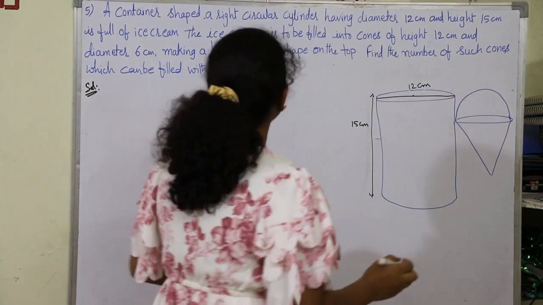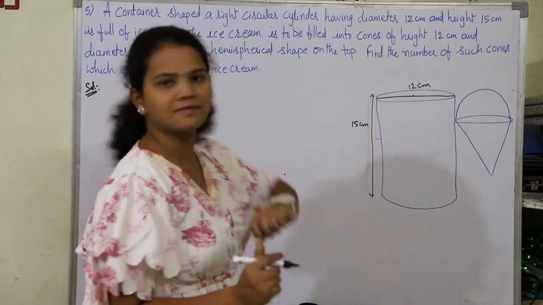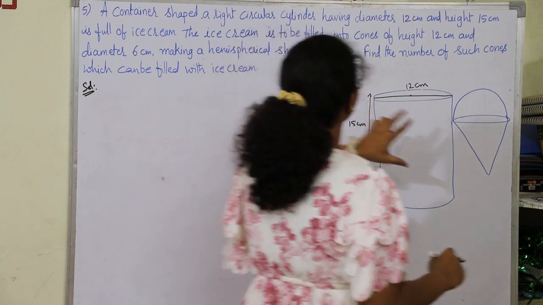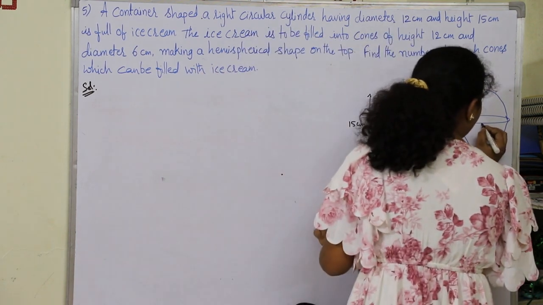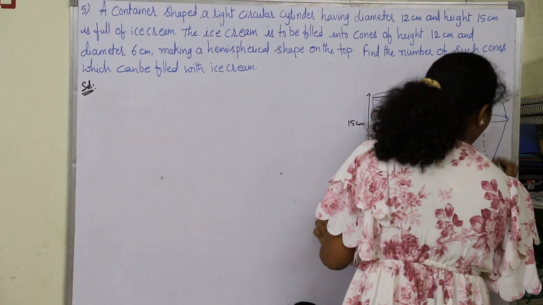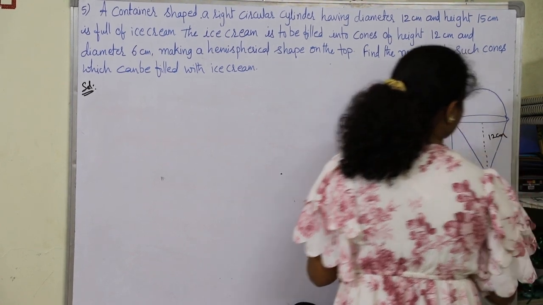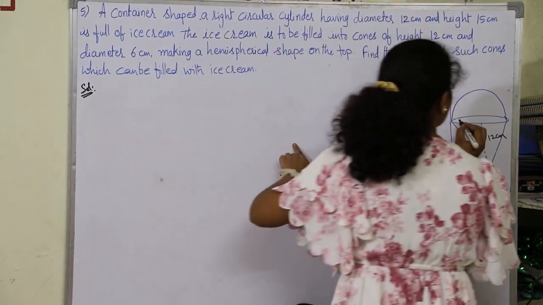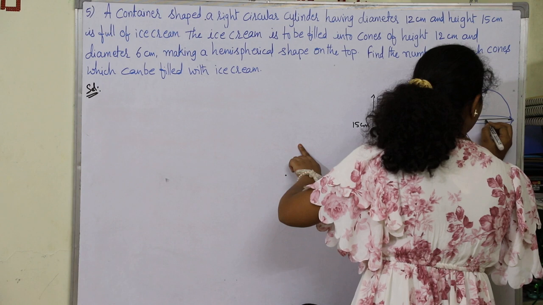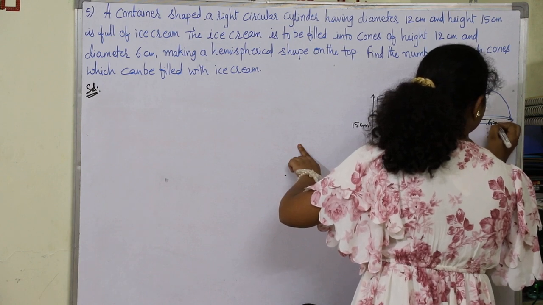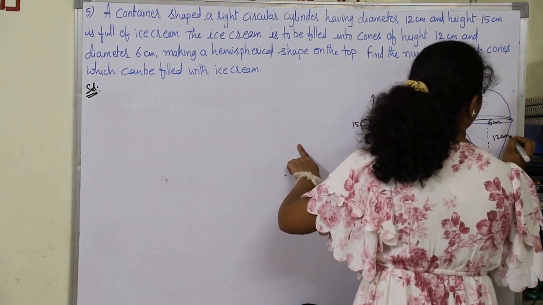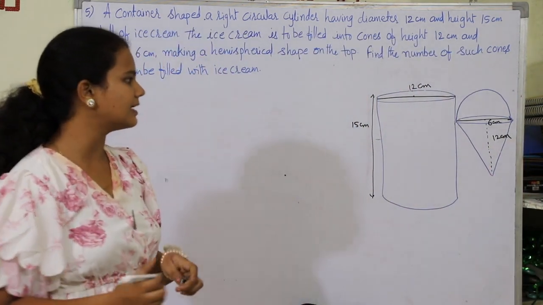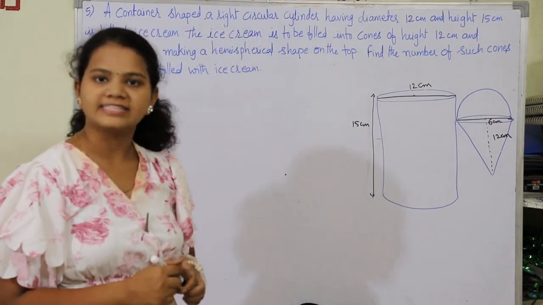Next, the ice cream is to be filled into cones of height 12 centimeters. So the height of the cone is 12 centimeters, and the diameter of this given cone is 6 centimeters. Diameter means D, so D equals 6 centimeters. The height of the cone is 12 centimeters and the diameter of the cone is 6 centimeters.